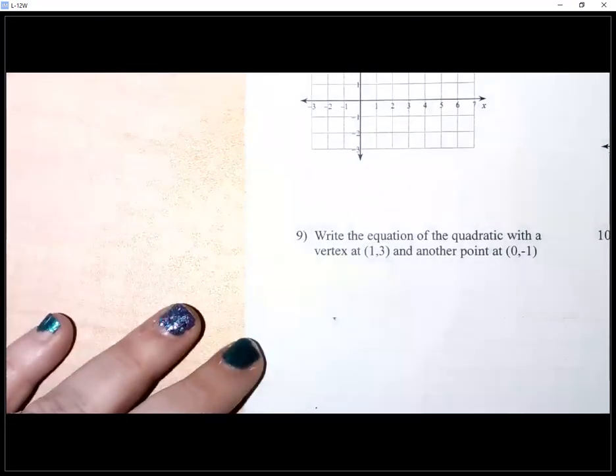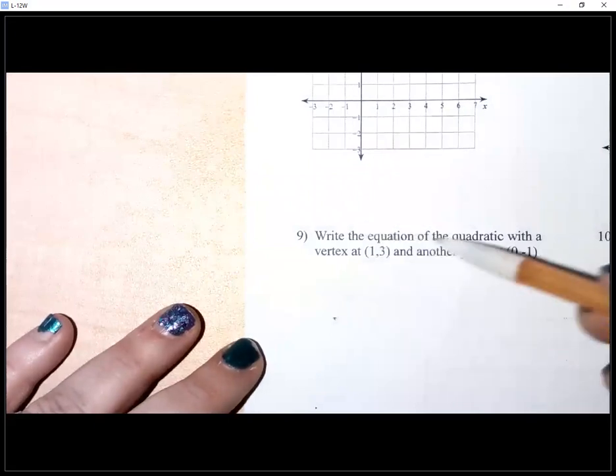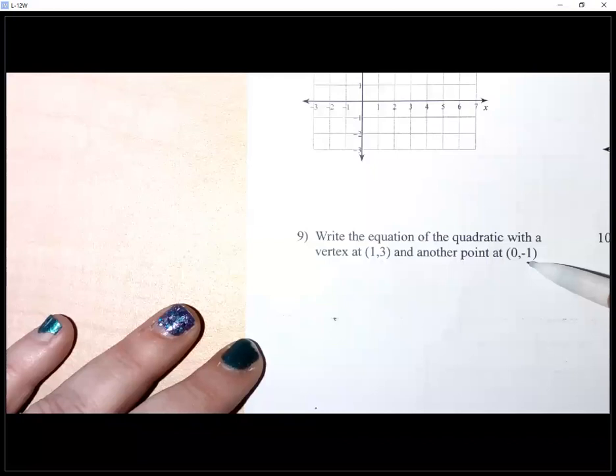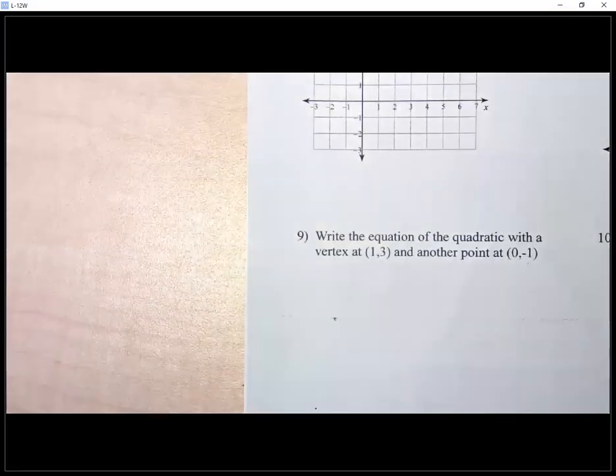So number 9 asked me to write the equation of the quadratic with a vertex here and another point here. Now, so hold on. If I said, hey, draw me a parabola that has a vertex at 1, 1, would everybody draw the exact same parabola? No. Some people might draw a really narrow parabola. Some people might draw a wide one. Some people might draw one upside down. There's literally an infinite number of parabolas that have their vertex at 1, 1, for example.